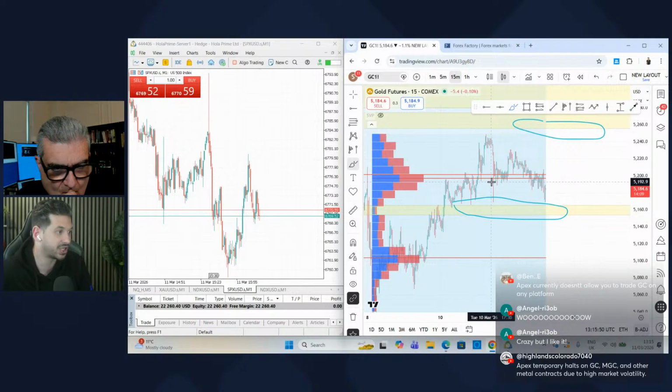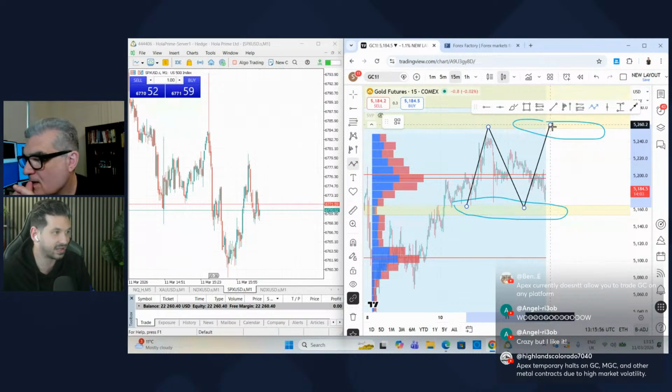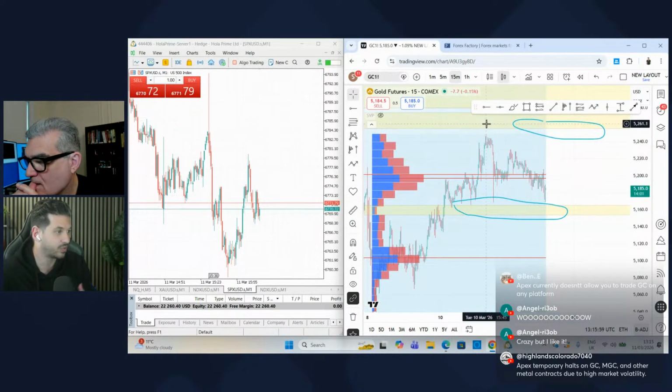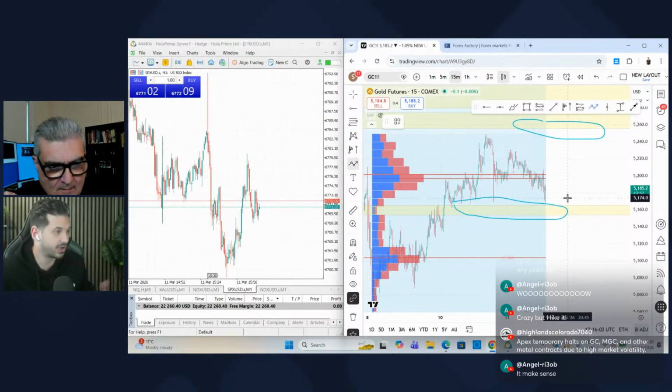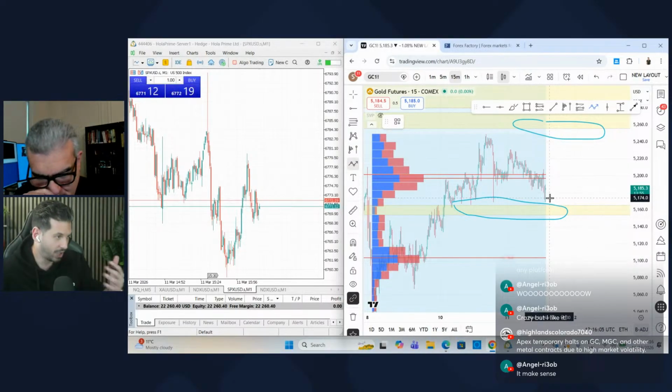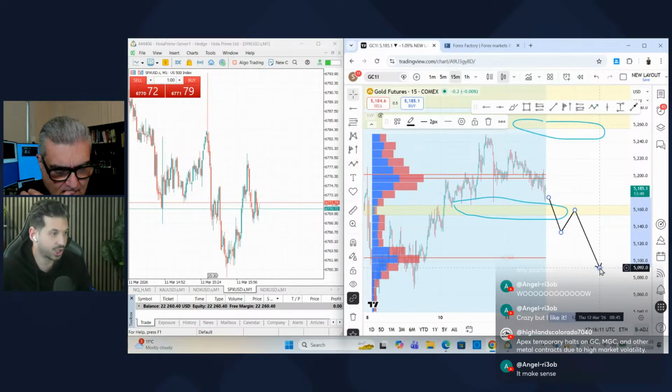Okay, so I'm going to be treating it essentially almost like a range right now, right? Because we're kind of trapped between these two areas, and I'm going to expect there might be a bit of bouncing between them. Now, if one of the areas breaks, which they will do eventually, it has to break, right? Let's say this one below breaks down, then I'll be looking for a retest on the other side of it so I can go short then.